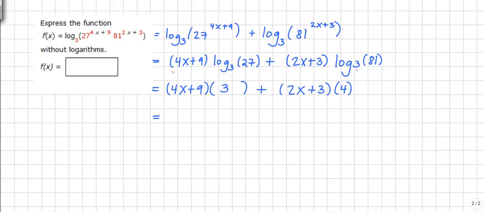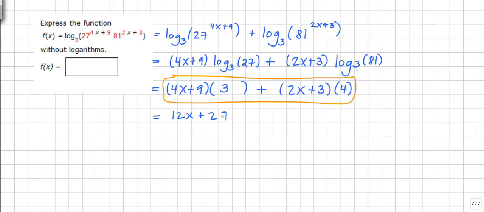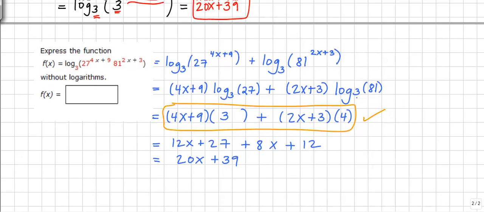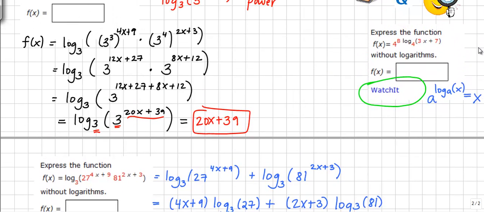In WebAssign, you're actually not required to simplify, okay? But just to show you that we get the same thing we got before, if I distribute, I end up with exactly the same thing. So you can use your rules of logs or your rules of exponents.